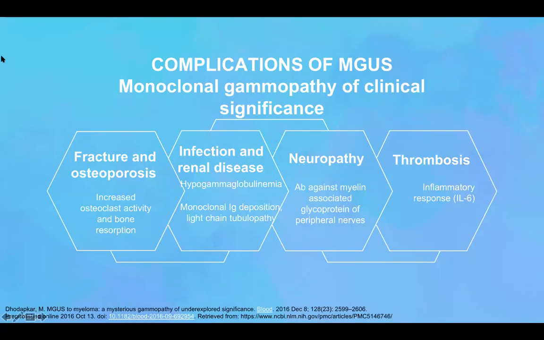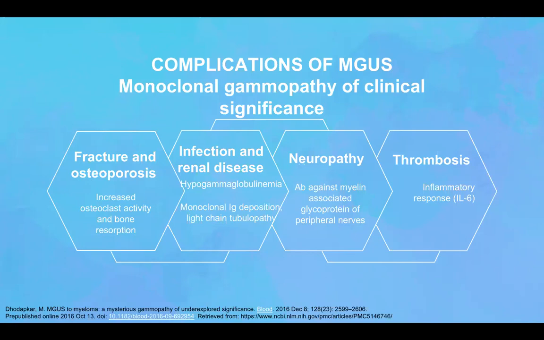This disease is usually without any symptoms, but we can have complications with the deposition of the immunoglobulin. One of the complications that we can see is fracture and osteoporosis. Fracture and osteoporosis are going to be 1.7 and 1.2 times more frequent in patients having MGUS than in the normal population. This is because the deposition of immunoglobulin is going to increase the osteoclastic activity, causing bone resorption instead of production of bone.